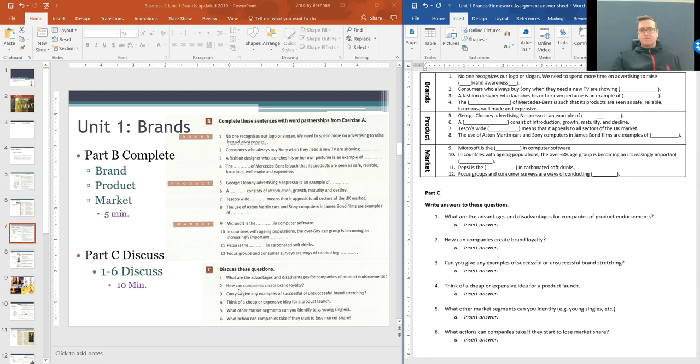Moving on to part C. Here it says discuss these questions. Of course, you're doing this by yourself, so you're just going to write answers to the questions. The first one is, what are the advantages and disadvantages for companies of product endorsements? So you have to think, if a product endorsement has a very positive way, there are certain things that happen when you have a very popular movie star, actor, or sports person as a representative of a certain product. But what are the disadvantages? You may say something about what happens if they have a scandal or their image changes over time, etc. So, like I said, there is no right or wrong answer. I just want to see your opinion, so please insert your opinion there.